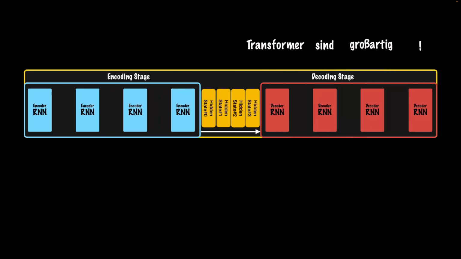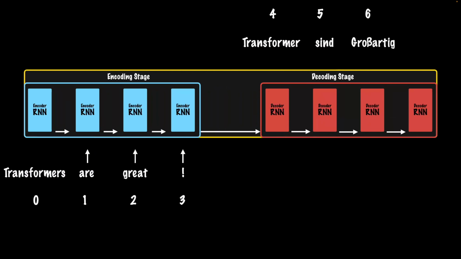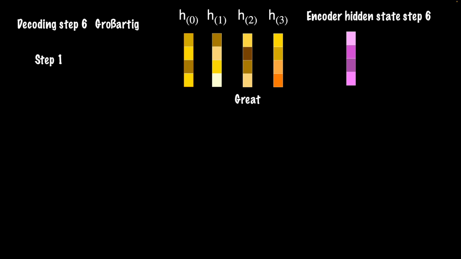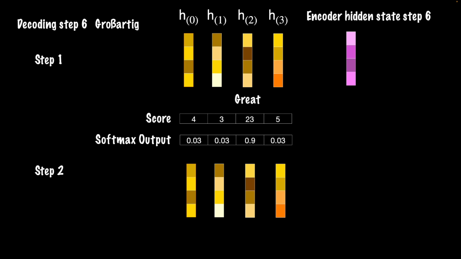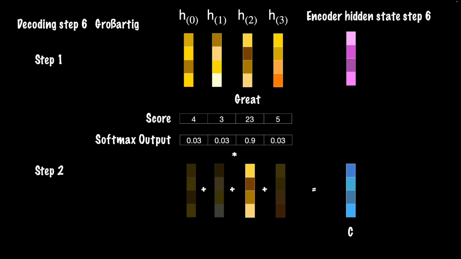Now let's break this down into several steps so that we can understand it easily. Let's take the translation of the English word great to the German word großartig. The decoder looks at all the hidden states. Usually each hidden state is associated with a word, letter, or punctuation. We give each of these hidden states a score, and multiply the hidden states with their softmax scores, basically amplifying the states with the higher scores and suppressing the states with the lower scores. Sum up these vectors to create a context vector for the sixth decoding step.